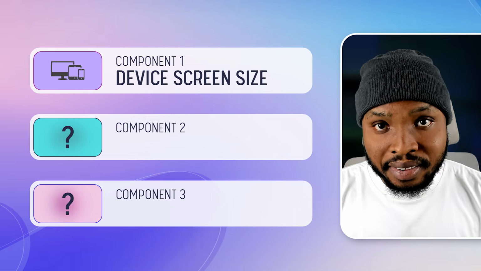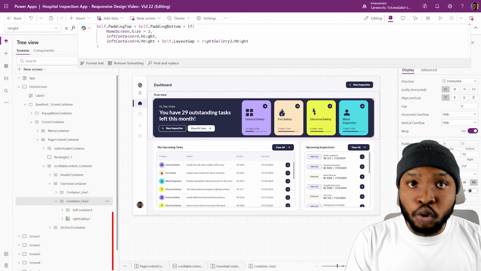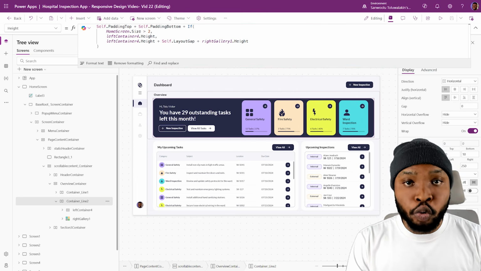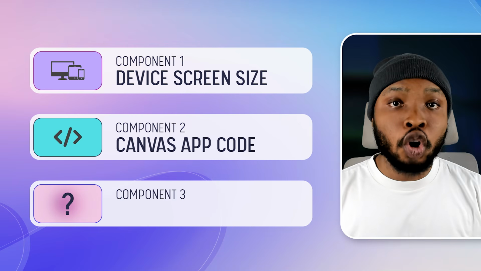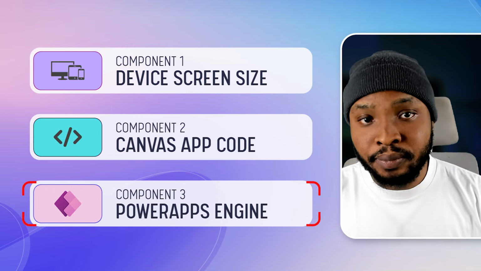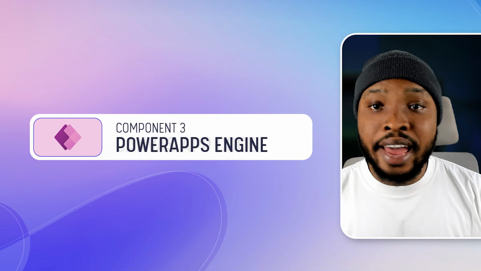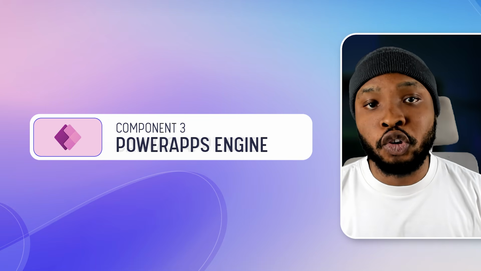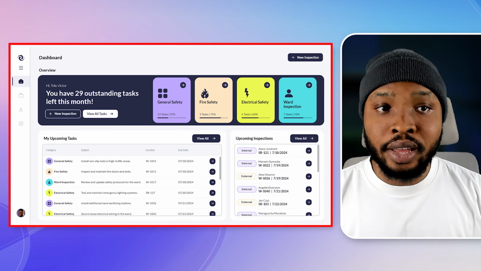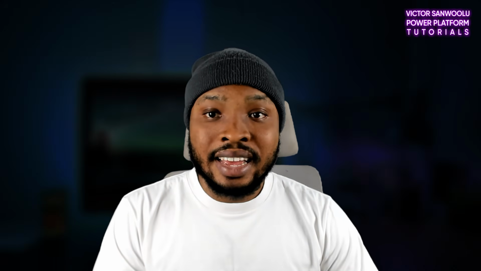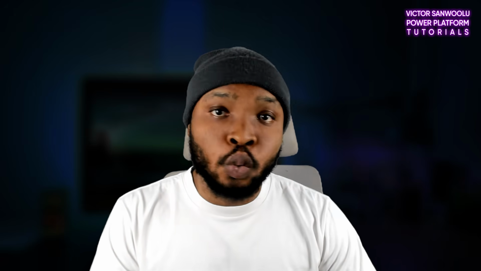The second component is the Canvas app code. This includes all the controls and the Power Fx formulas that you've added to your app. It is basically the code that makes your app run. And the third component is the PowerApps engine. The PowerApps engine takes information from the first 2 components and then it checks the app settings and combines everything. It then uses this information to render the app UI on your device screen. And if even one of them is not set up correctly, it can affect how your app looks and works.